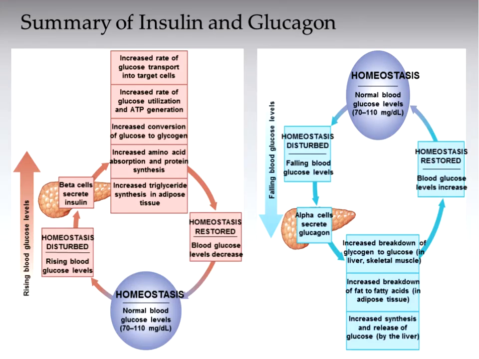Hyperglycemia, too much glucose, you're going to see insulin come up. Right? And so again, the goal is to keep glucose anywhere from 70 to 110 milligrams per deciliter. Too much glucose, insulin comes into play to help us bring it down, push it into cells so it stays at a normal amount in the blood.